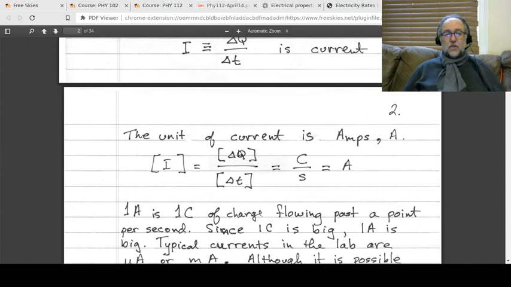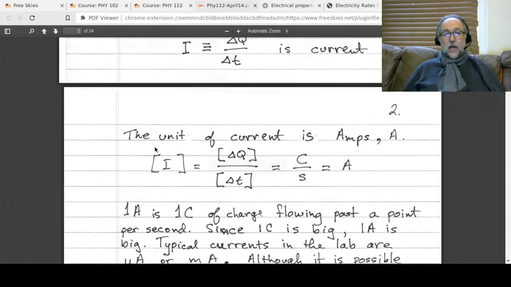The units for current are actually amps, and the way that works is the units of current are equal to the units of charge divided by the units of time. The unit of charge is a coulomb, which is pretty big, and the unit of time is a second, which isn't that long. So if you have a coulomb flow by a point in your circuit per second, that's an amp.